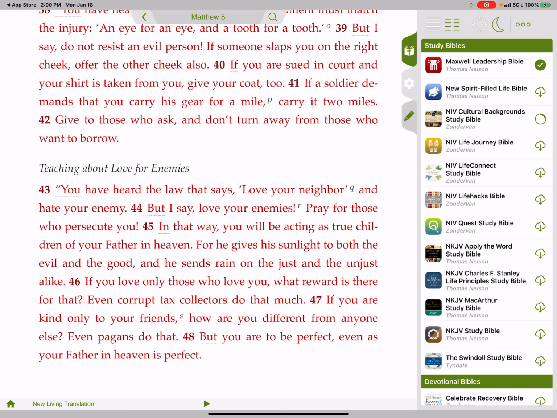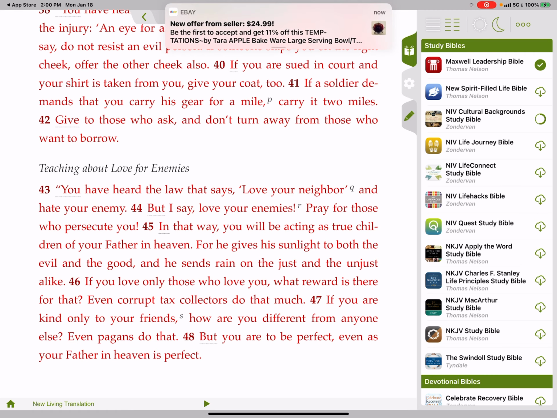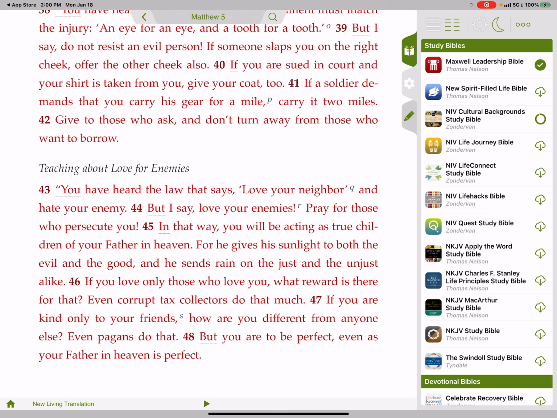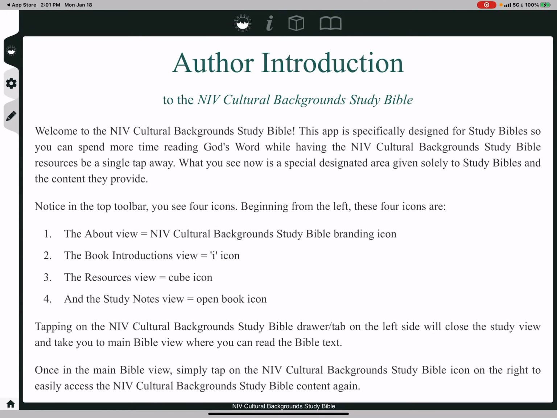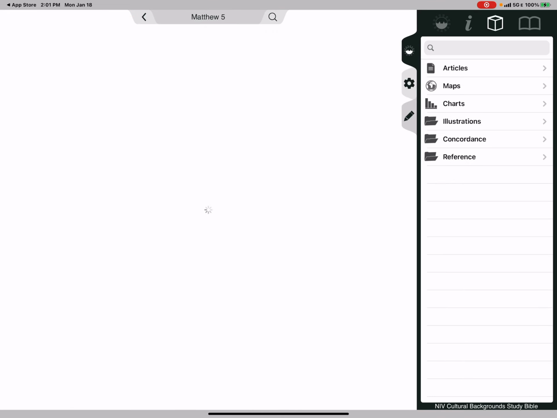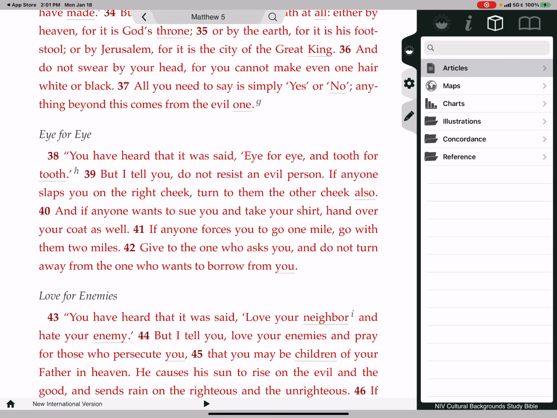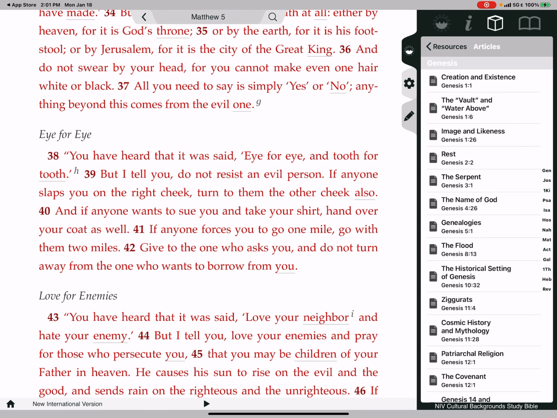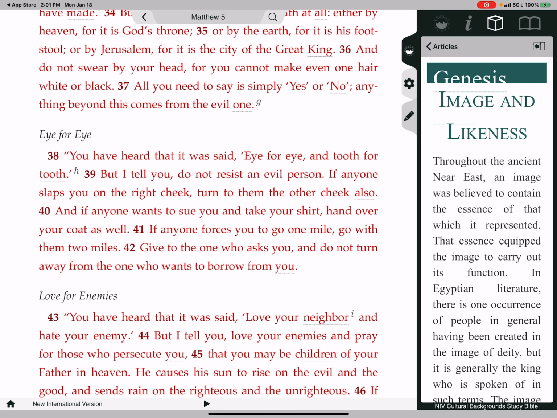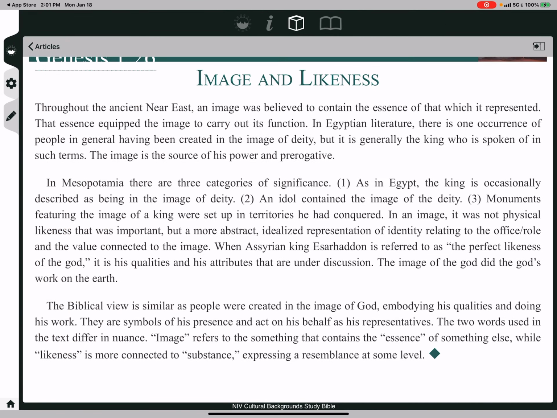In that Bible, it's going to give you a lot of information that maybe you would not have gotten just from studying your regular Bible. And so again, you have that resource cube, you have articles, creation and existence, image and likeness. Let's take a look there, expand it out.